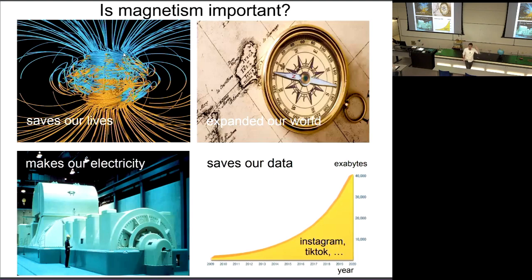First reason is that magnetism has saved our lives. Without the Earth's magnetic field, there'd just be cockroaches on Earth, because none of us could survive the cosmic radiation that's heading towards the Earth.